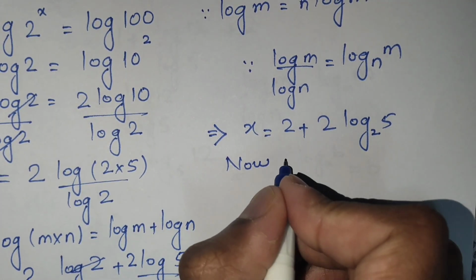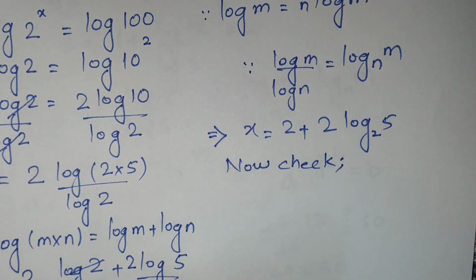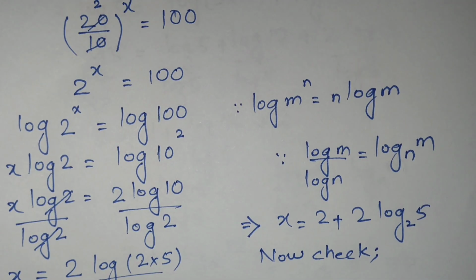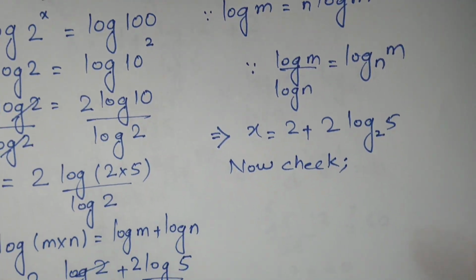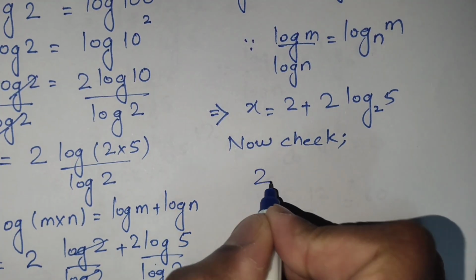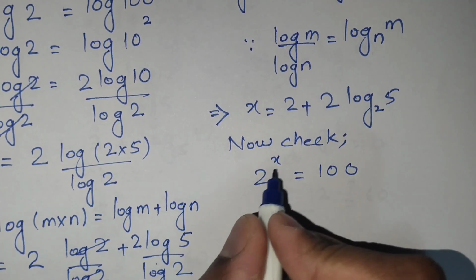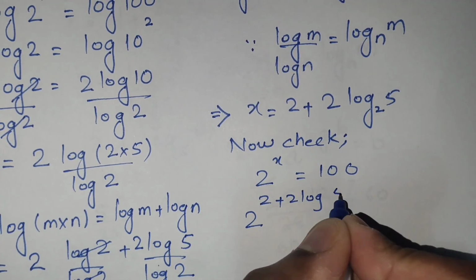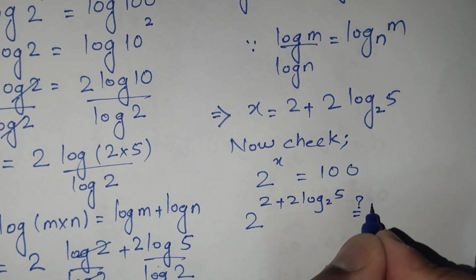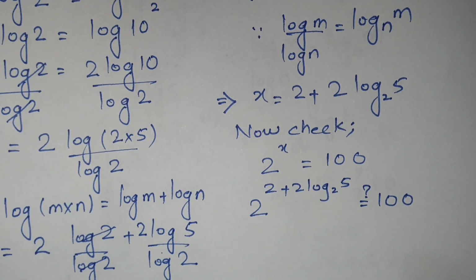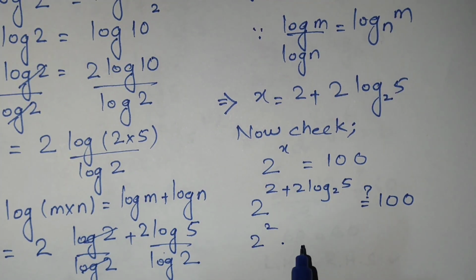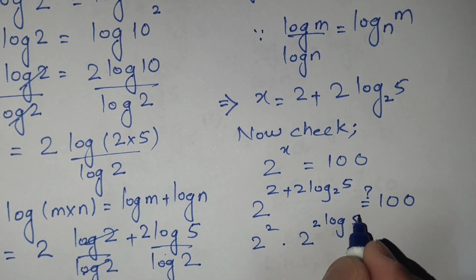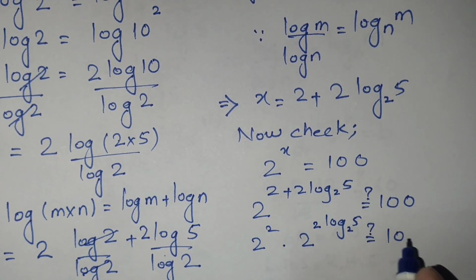Now we will check whether this value of x is correct or not. We will put this value of x in the given question to verify left-hand side equals right-hand side. As we have after simplification 2^x equals 100, we will put x as 2 plus 2 log of 5 with the base 2 equals 100. Now here we will use the formula a^(m+n) equals a^m times a^n: 2 square times 2 to the power 2 log of 5 with the base 2 equals 100.